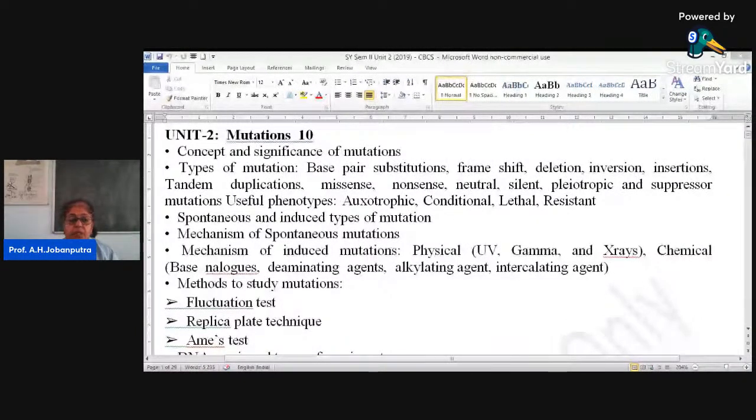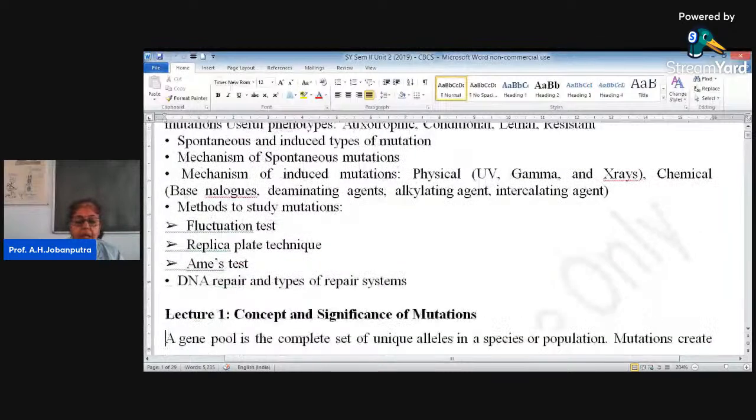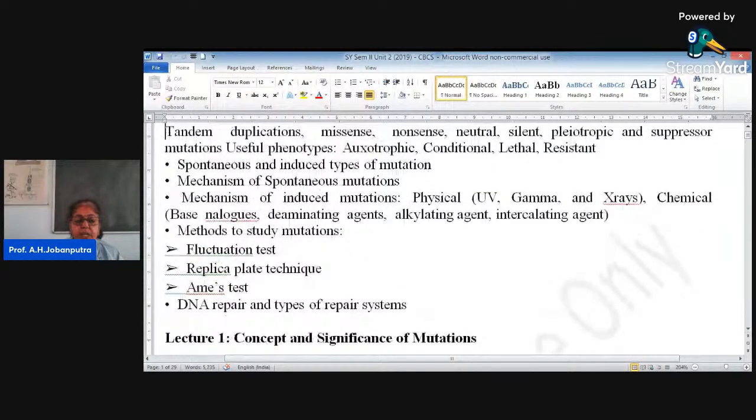So your second unit we are going to start, and that is mutations. In this unit we are going to study the concept and significance of mutation, various types of mutations, then what are spontaneous and induced mutations, mechanism of spontaneous mutation and mechanism of various induced mutations, and various tests which are used to justify spontaneous and induced mutations, which include fluctuation test, replica plate technique, Ames test, and finally we are going to study DNA repair and types of repair.